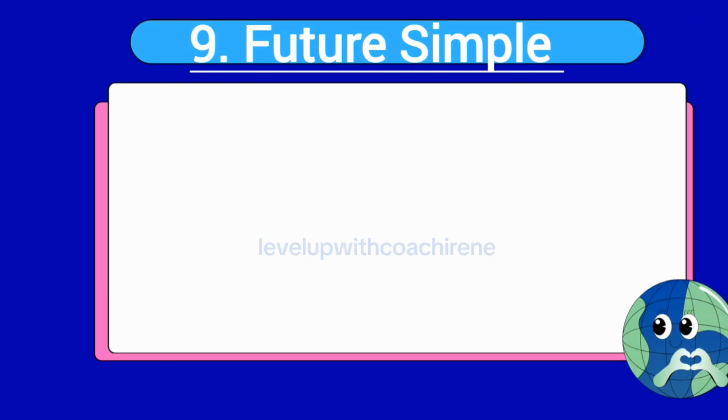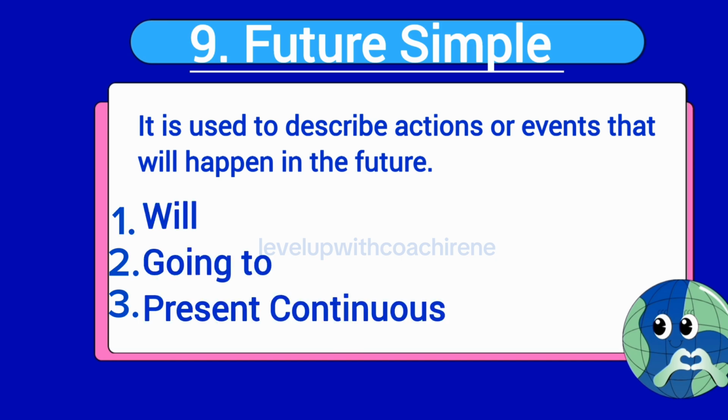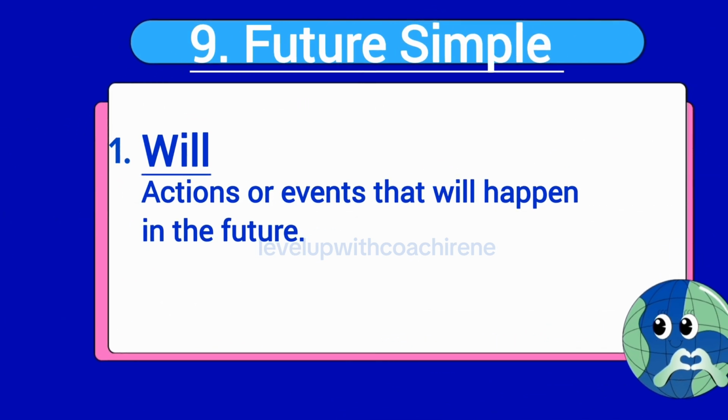Moving on, let us look at future simple tense. The future simple tense is used to describe actions or events that will happen in the future. It is commonly formed with the auxiliary verb will or the phrase going to, or with a present continuous, that is the ing form. Let's look at will.